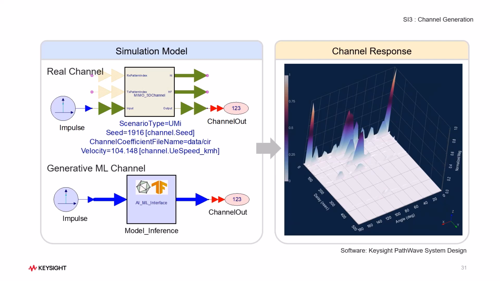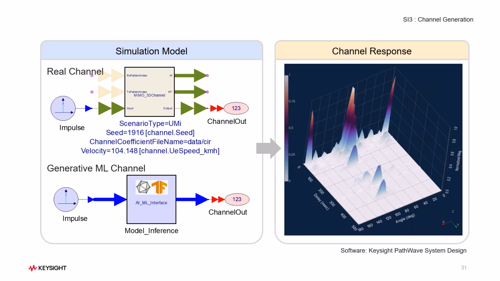Now, let's look at our simulation case study. First, we use the 3GPP channel model to generate the real channel data. The Third Generation Partnership Project has developed standardized channel models that are widely accepted in the telecommunications industry. These models are used for performance simulations, system design, and standard compliance testing.